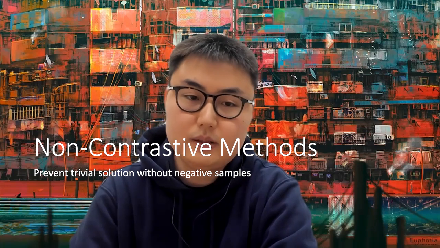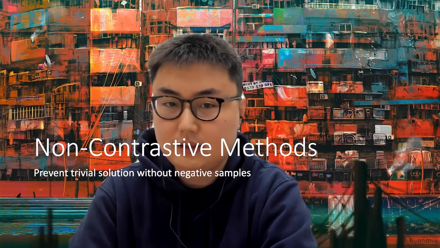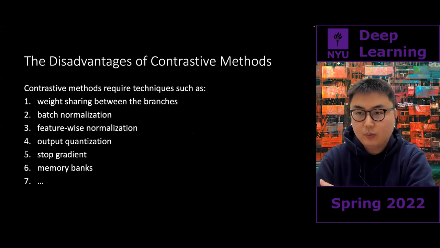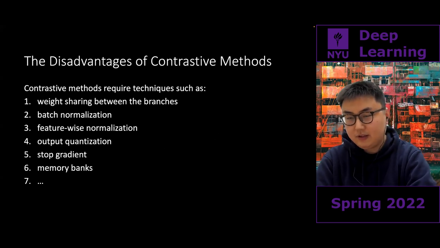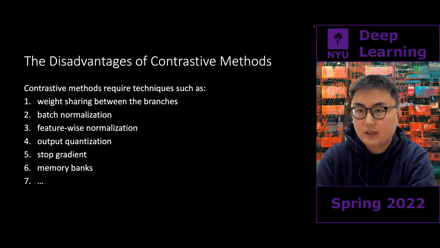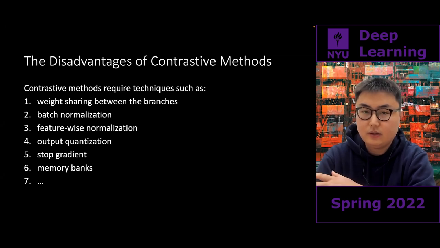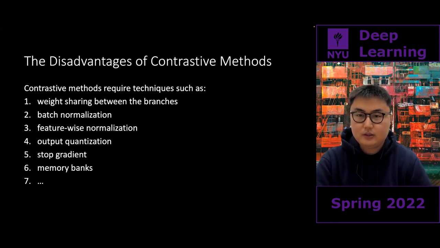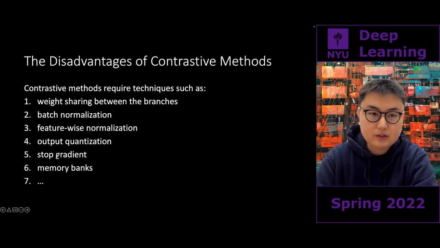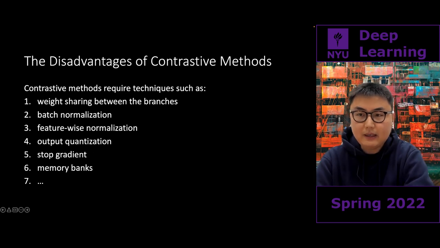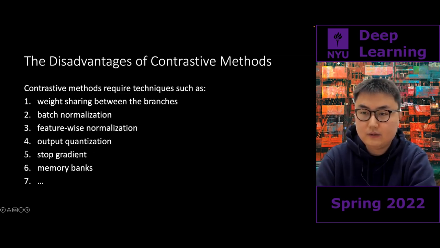This time we're going to talk about the non-contrastive method. Basically, you try to prevent the trivial solution without using any negative samples. So why do we want to do it? Because, apart from what Yann and Alfredo talked about regarding the disadvantages of the contrastive method, in practice people found that the contrastive method needs a lot of setup to make it work. There's a bunch of examples you need to have, at least some of those, to make it work.